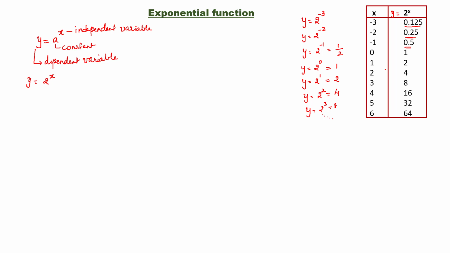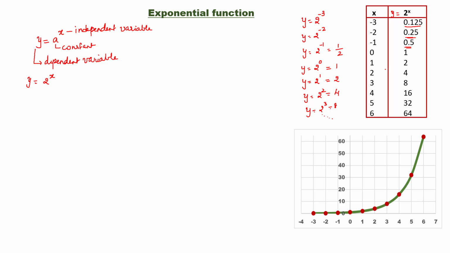When we plot these values of x and y, we are going to get this type of a graph. This is the y is equal to 2 to the power x graph. If I plot values of y versus x, you can see here the values of x are just ranging from -3 to 6, but my values of y are ranging from 0 to 65. So this clearly shows that the exponential function expands very fast. It expands very rapidly.